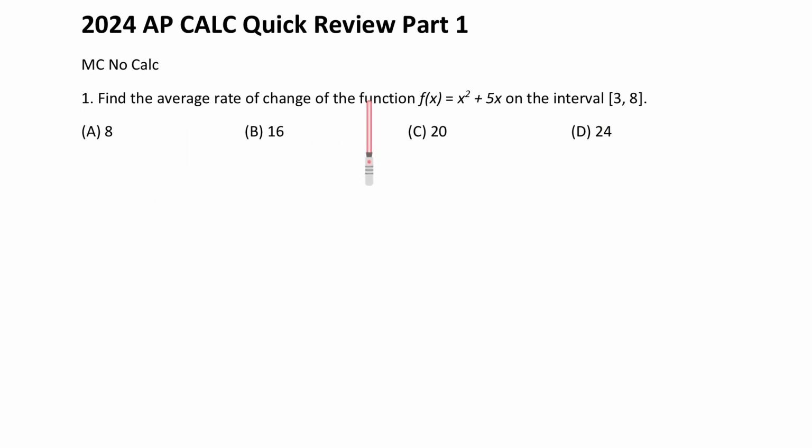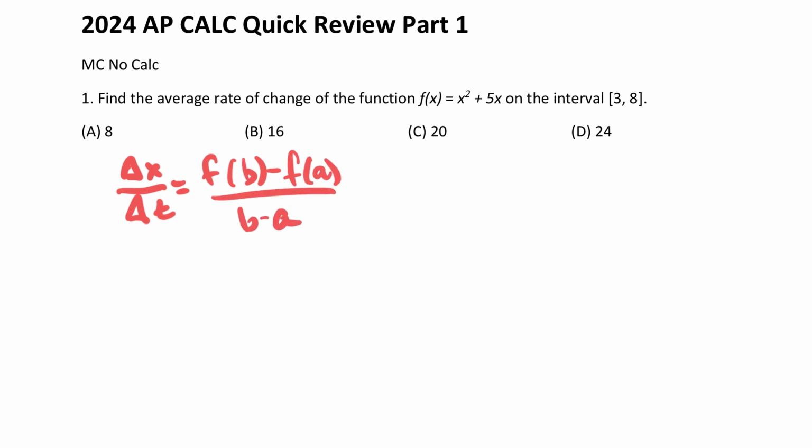Since we are taking a look at the average, it's basically delta x over delta t that we are looking for. So in this case, it's going to be f of b minus f of a, over b minus a. That's what we are going to do in this problem. We have f of 8, which we need to solve for, and f of 3, which we need to solve for.